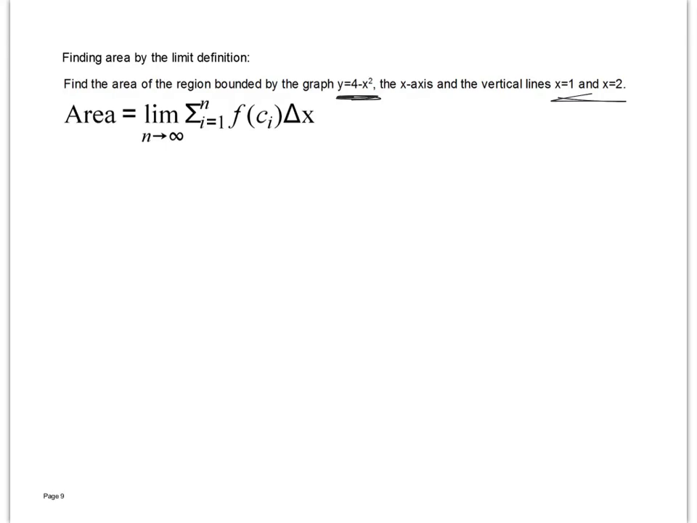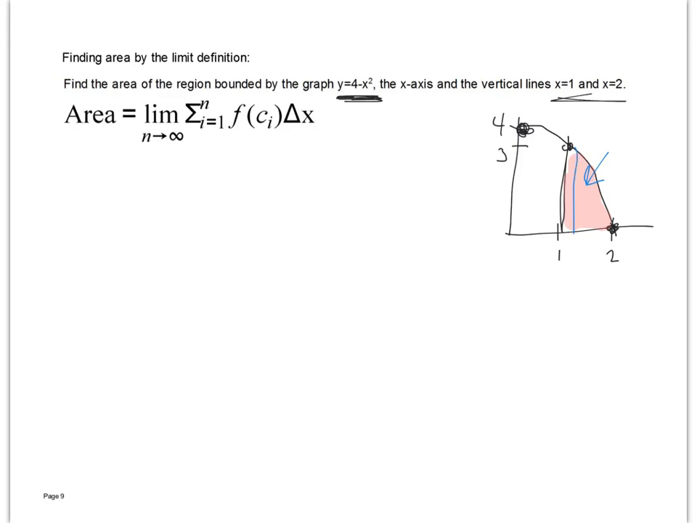We're going to talk about finding the area bounded by the graph of this parabola, 4 minus x squared, and the vertical lines 1 to 2. I'm going to sketch in a little picture because pictures are good for me. So we're going to find the area of that little shaded region right in here, and we're going to do it by finding an infinite number of rectangles instead of all these little fractions.